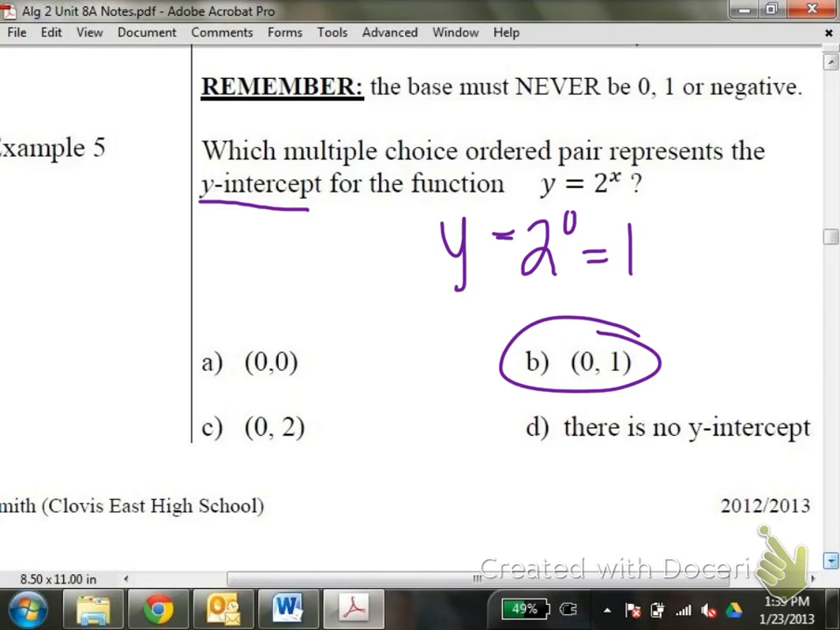There definitely is a y-intercept with exponential functions, but there is not a what? If it never crosses the x-axis, there's not an x-intercept, right? Y-intercept means it's crossing the y-axis. X-intercept means it's crossing the x-axis, but it never crosses the x, ever. Okay?